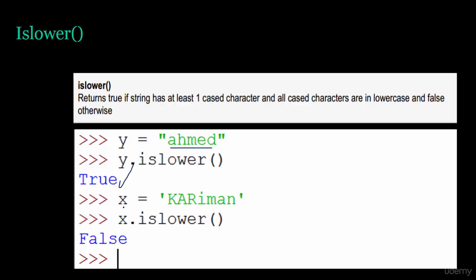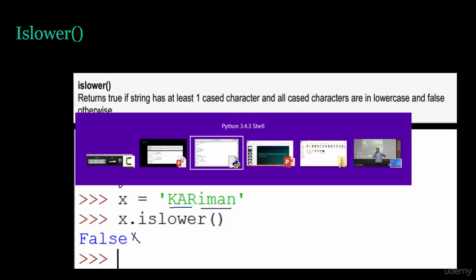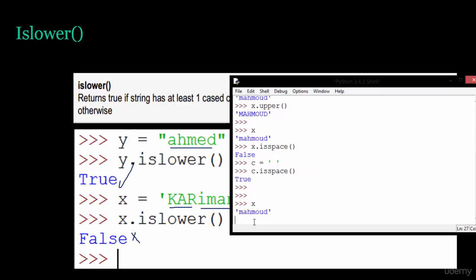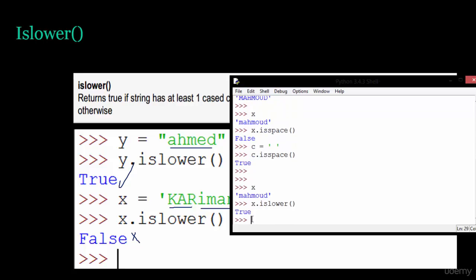If I type x equal to Kariman, some in capital, some in small letters, this will give us false because it must be all in small letters. Like what? If I type x, it's all in small letters. If I type x dot is lower, this will give us true because all are lowercase. Okay.